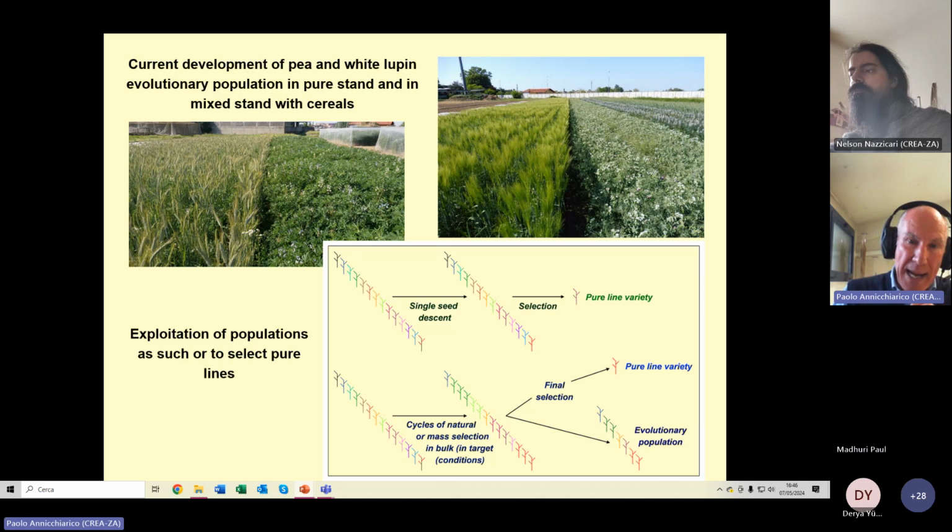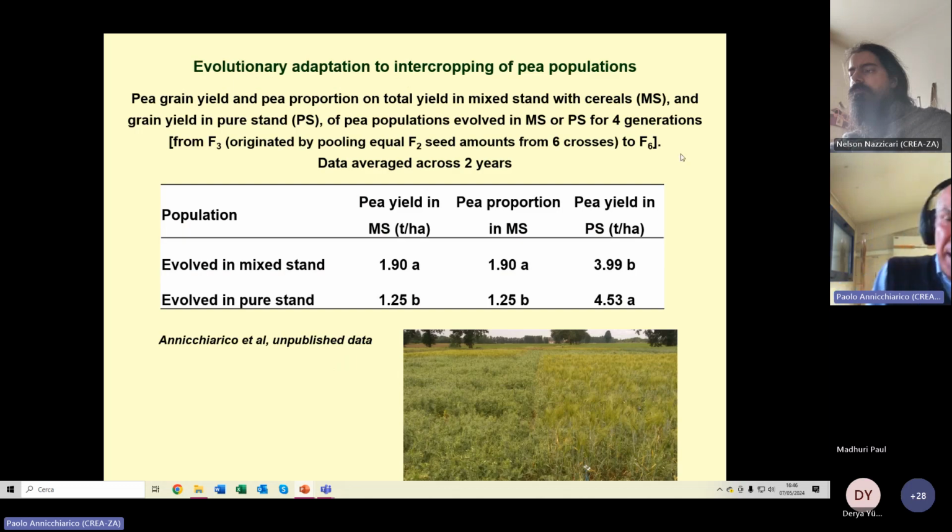And today I am anticipating some data that we analyzed just a few weeks ago. They are data averaged across 2 years, in which we have two populations from the same genetic base, which evolved in mixed stand or in pure stand for 4 generations. And then we assessed the P yield in mixed stand and in pure stand, and the P proportion in mixed stand, for 2 years.